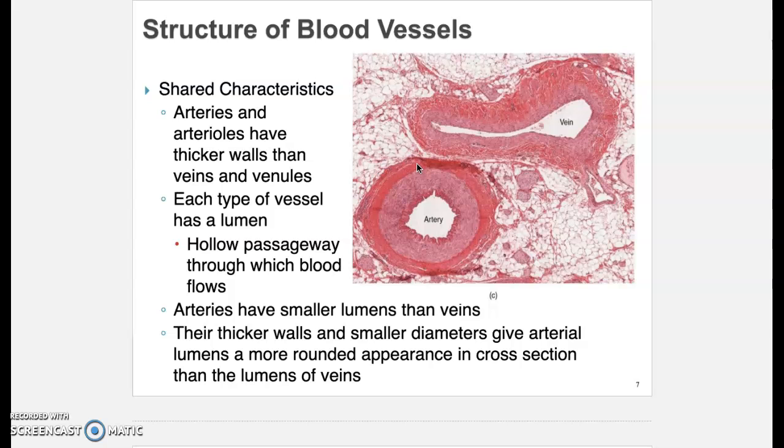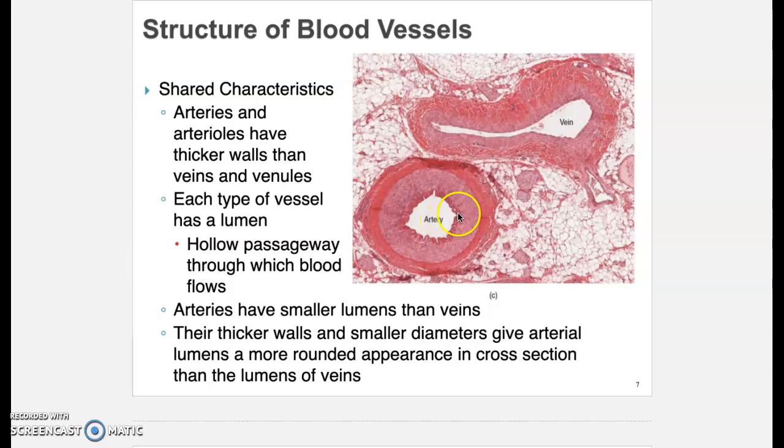Each vessel has a structure called a lumen. This is a hollow passageway that allows the blood to flow through the vessels. Here is the lumen of the vein, and here is the lumen of the artery. Arteries have smaller lumens than veins to help maintain the blood pressure that moves through their system. Their thick walls and small lumens are also responsible for their more rounded shape.